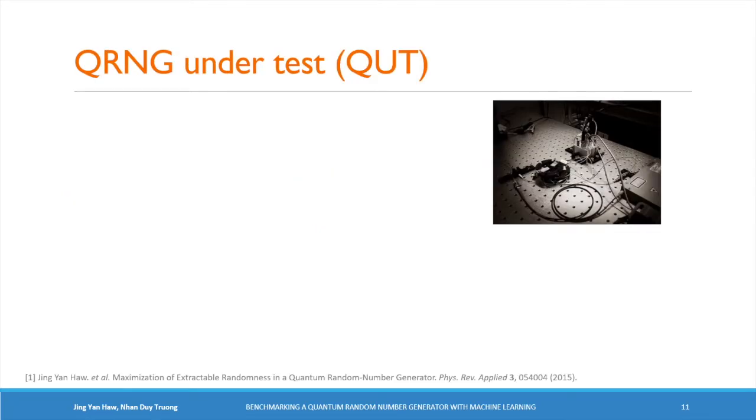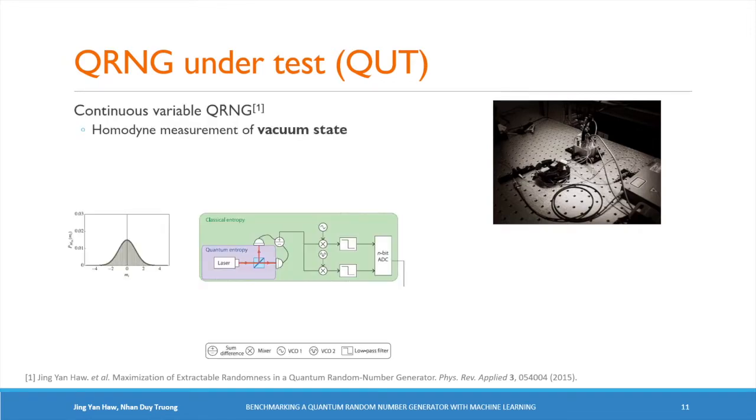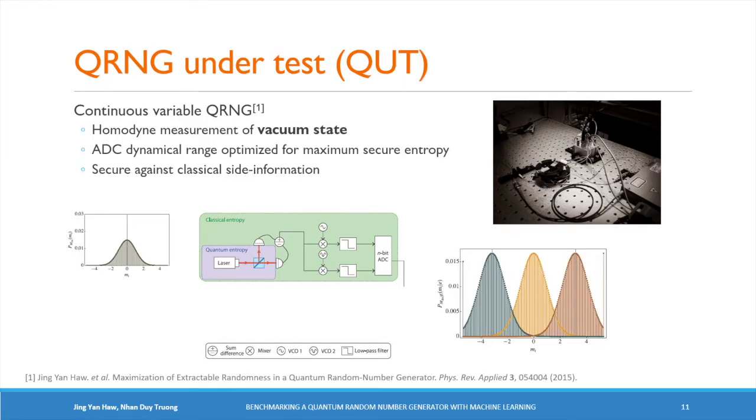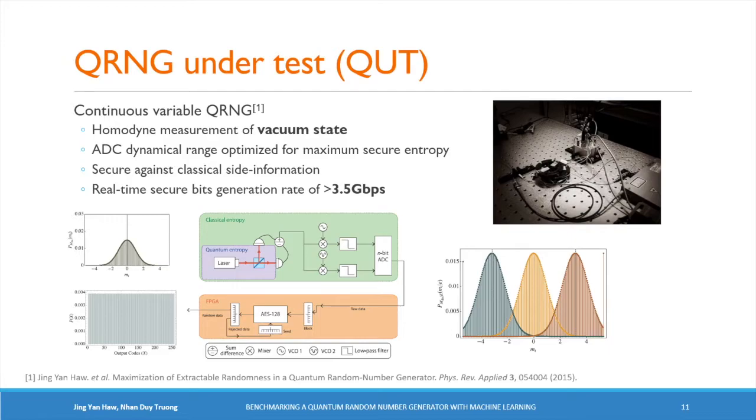Our QRNG under test is a continuous variable QRNG, where the entropy source comes from the vacuum fluctuation. The entropy is harnessed via the broadband homodyne measurement, in which the amplitude quadrature of the vacuum state, which is Gaussian distributed, is amplified by the local oscillator. In our work, we quantify the classical side information in our entropy estimation and optimize our analog-to-digital converter (ADC) for maximum throughput. And finally, we post-process our output with a cryptographic hashing function, the Advanced Encryption Standard (AES), and obtain a final secure bit generation rate of more than 3.5 gigabits per second.